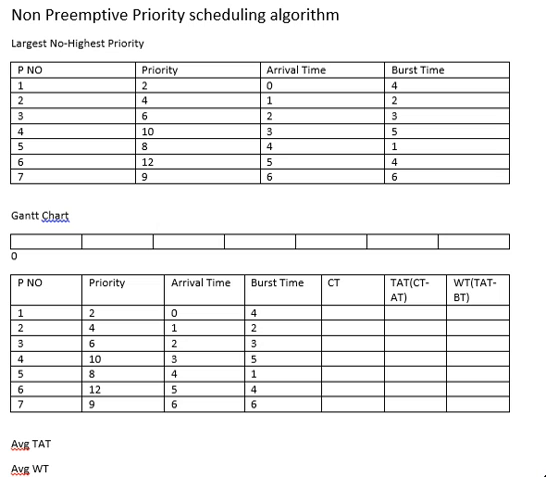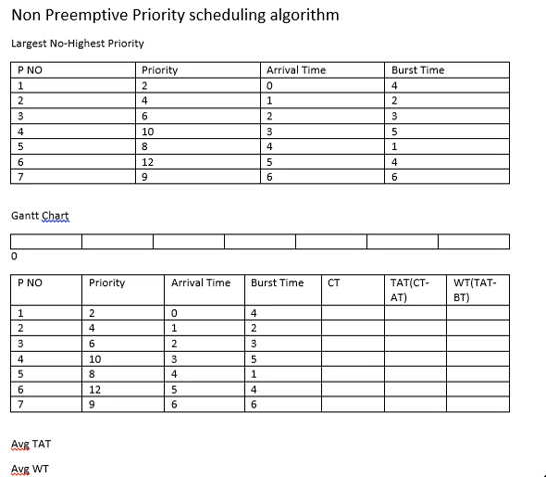In this video, we are going to discuss the priority scheduling algorithm. Now there are two types of priority scheduling algorithms. One is preemptive, the other is non-preemptive. In this video, we'll be discussing only the non-preemptive priority scheduling algorithm. In the next video, we'll be discussing the preemptive priority scheduling algorithm.